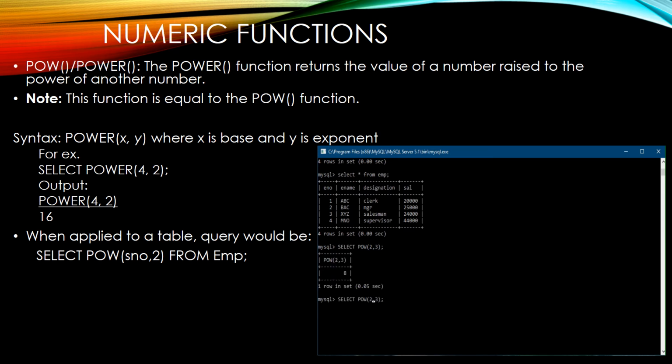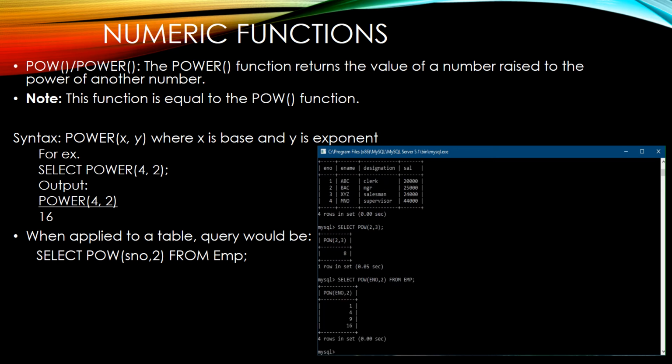We can also apply this function on a field of the table. I am raising the power as 2 of every record of the ENO column. See how it will work from the table name. So it will return the output for every row in the table.